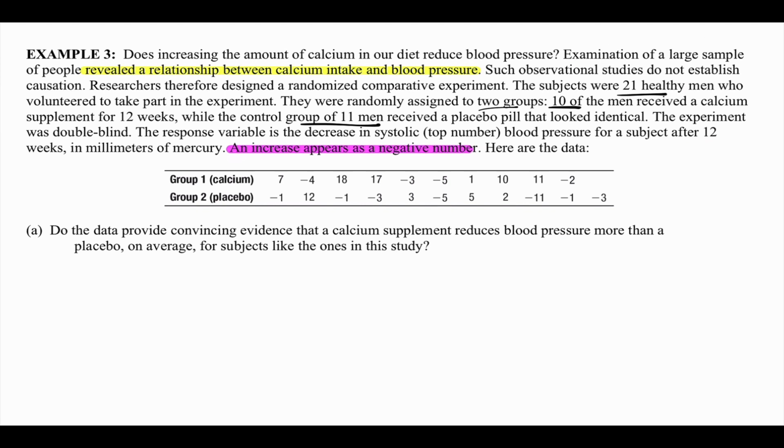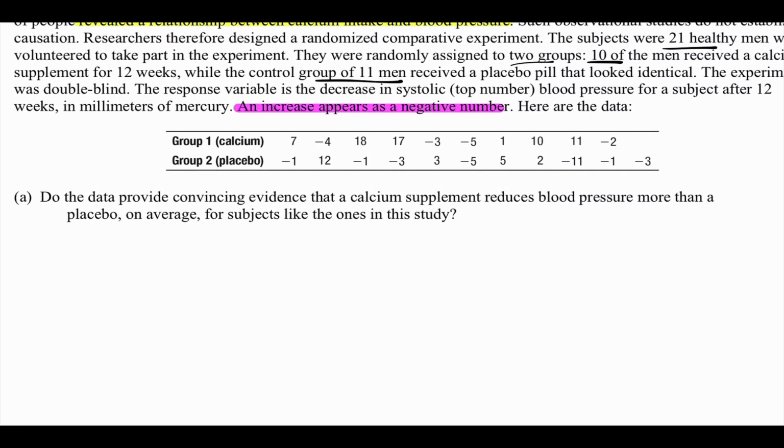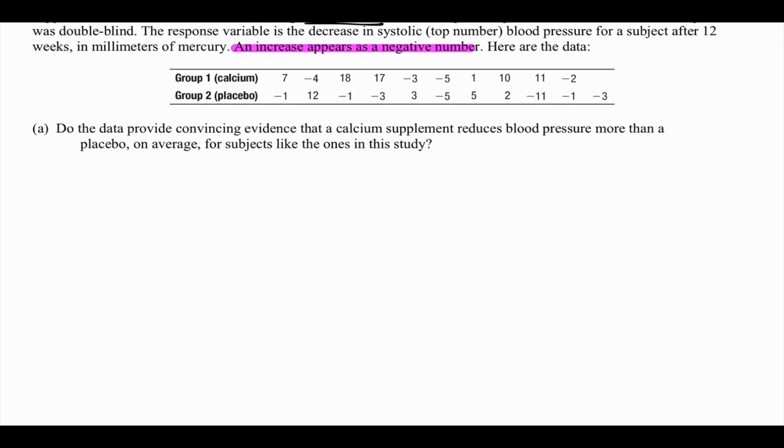So group A. Group A, calcium. So this is the calcium group. This is the treatment group, right? So the first person, 7. What happened to their blood pressure after 12 weeks? Went down by 7, right? The next person, theirs went up by 4 systolic, okay? Millimeters of mercury. This person's went down by 12. Okay, so that's that.